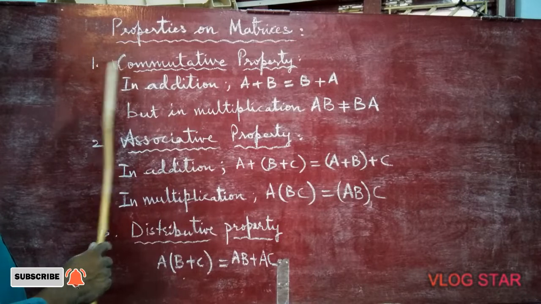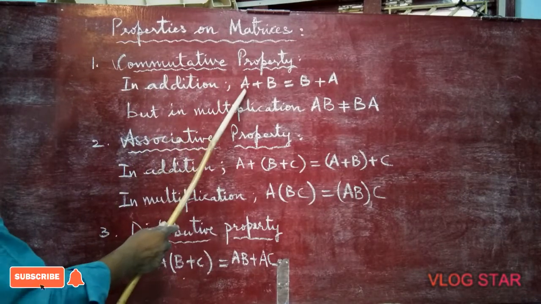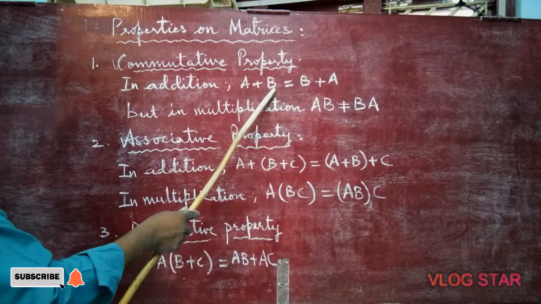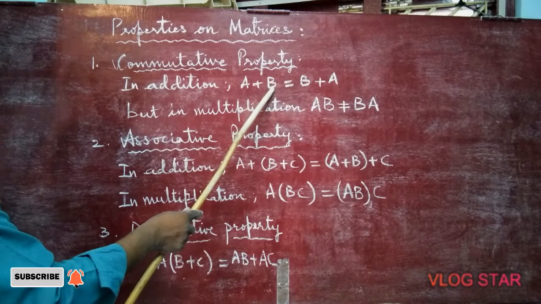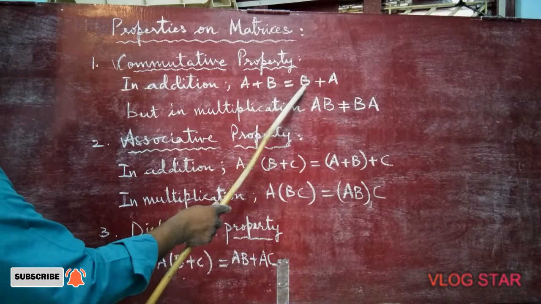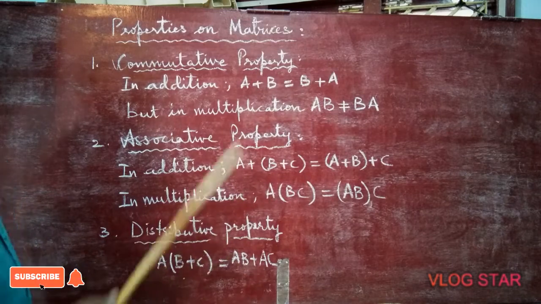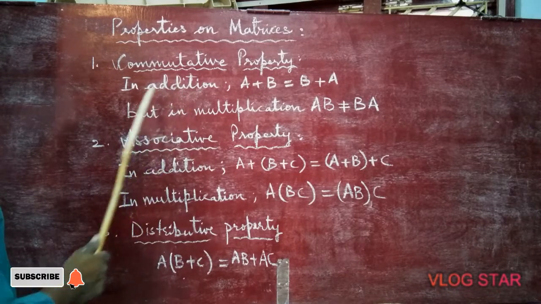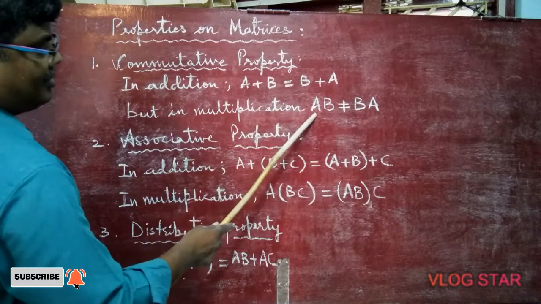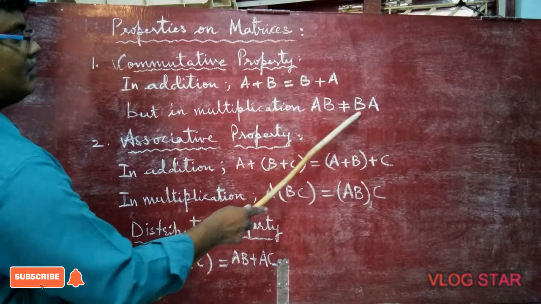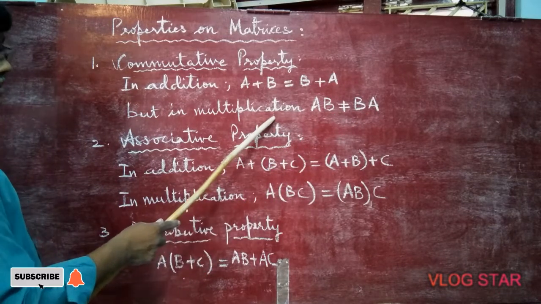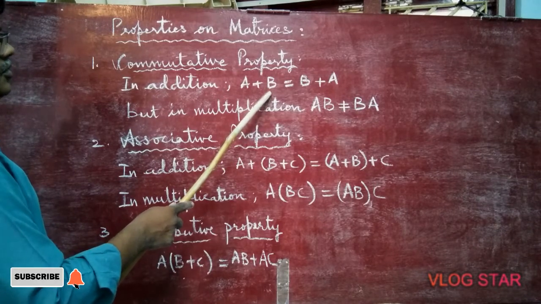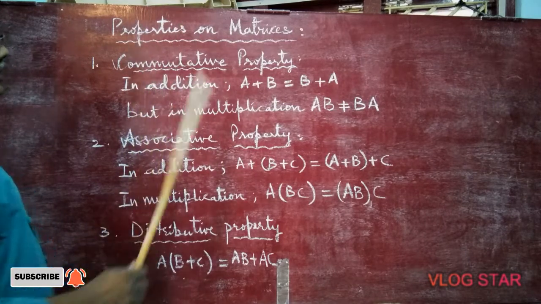Commutative property. First one, commutative property. In addition, A plus B is equal to B plus A. If we add these two matrices, A plus B, what answer comes? The same. When you add B plus A also the same answer comes. This is called commutative property under addition. Coming to multiplication, when we multiply, AB is not equal to BA. For multiplication it is not possible, for addition it is possible. Which property is this? Commutative property.